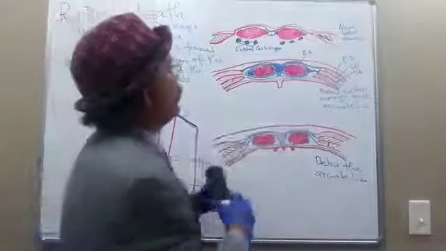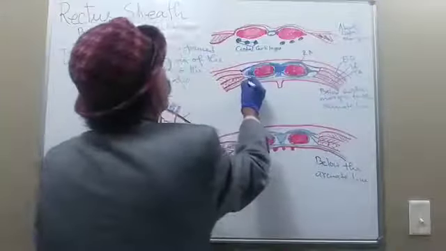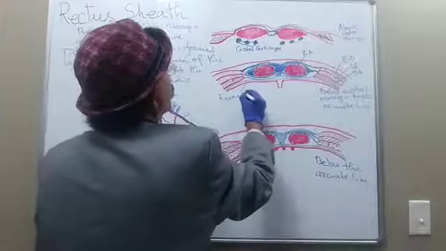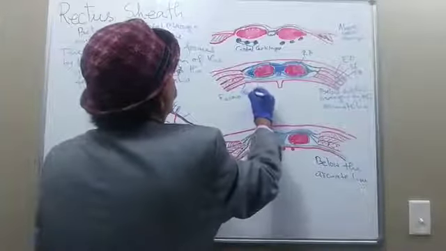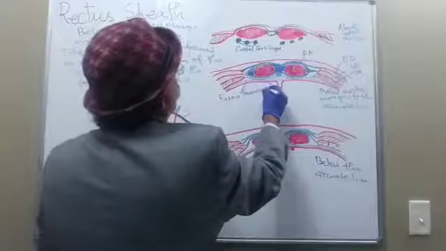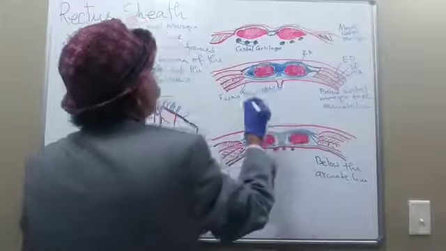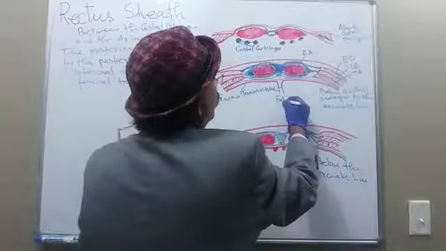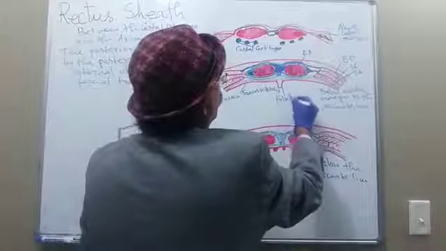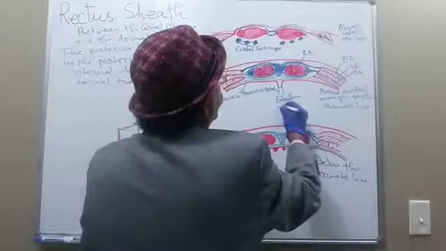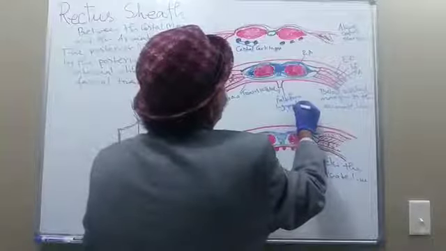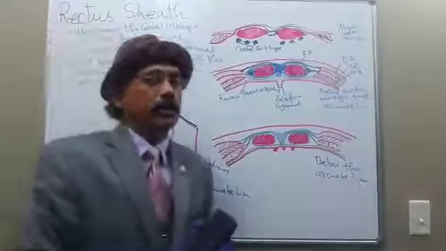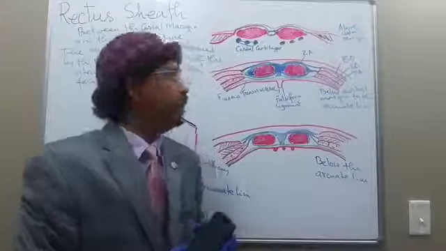Here is the falciform ligament. This green is the fascia transversalis. Okay, this is the falciform ligament that carries the ligamentum teres hepatis, the obliterated left umbilical vein.